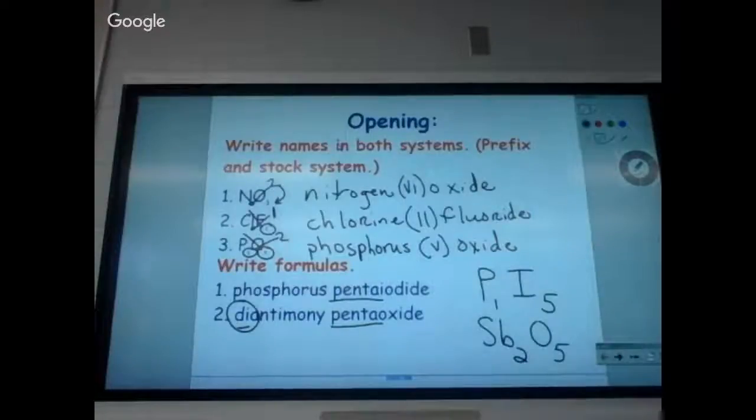6, nitrogen monoxide. 7, dinitrogen trioxide. 8, nitrogen dioxide. 9, dinitrogen tetraoxide. 10, dinitrogen pentaoxide. 11, phosphorus trichloride. And 12, phosphorus pentachloride.